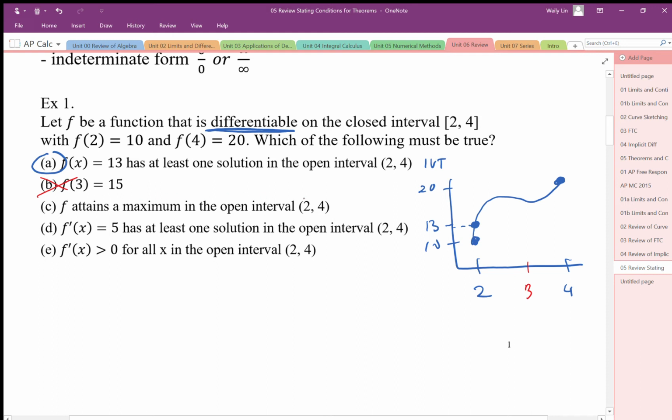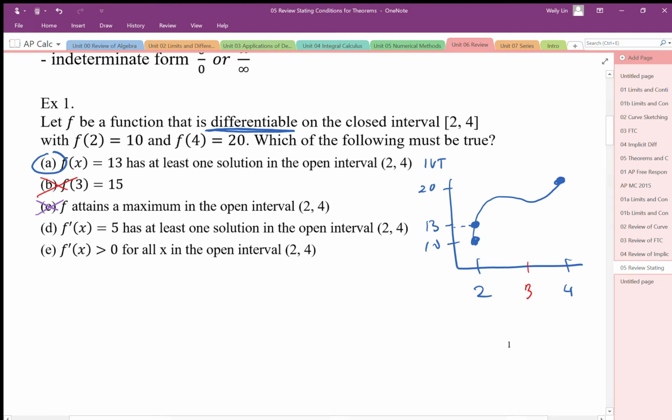C says f attains a maximum on this open interval. Well, we don't know that it is always increasing. In this situation, we could draw a graph that looks like this, which then does attain a maximum in that open interval. But the way we've drawn it here, it is possible that the function is always increasing and the maximum occurs right at the end point. Since it's an open interval, the end point is not included, so this is not necessarily true.